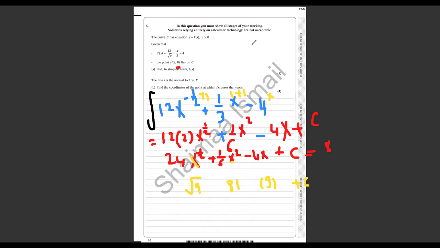Let's rewrite it again. So we have 24 multiplied by root 9 plus 1 over 6 multiplying by 81 minus 4 multiplying by 9 plus c, all this equal to 8. We have to merge all these numbers on your calculator to get the value. So the c here would be equal to 83 over 2.